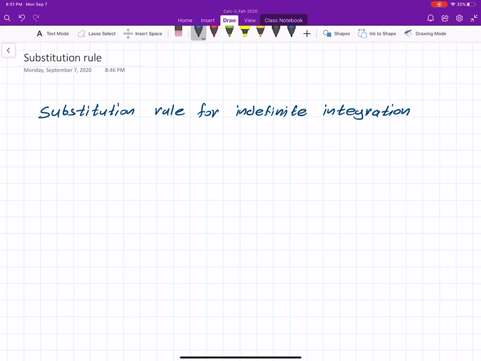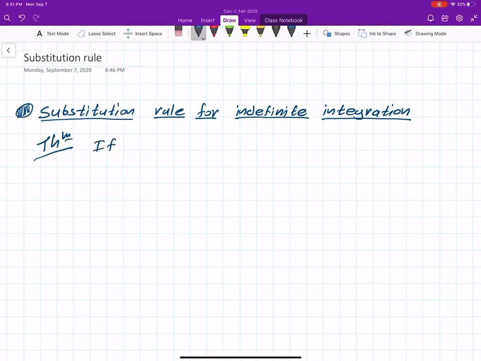All right, first of all, I'm going to give you a theorem. There are two theorems. One theorem is for the substitution rule for indefinite integration, and the next theorem is for the substitution rule for definite integration. All right, so this is the first part. Theorem, the first theorem here.